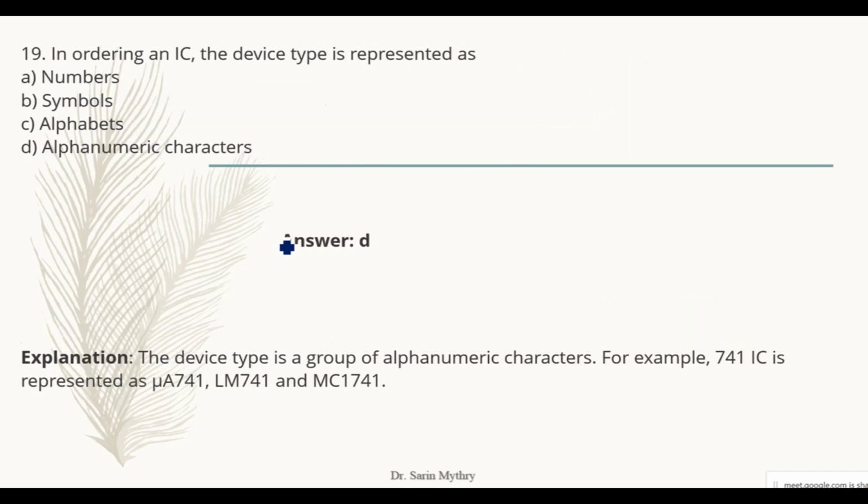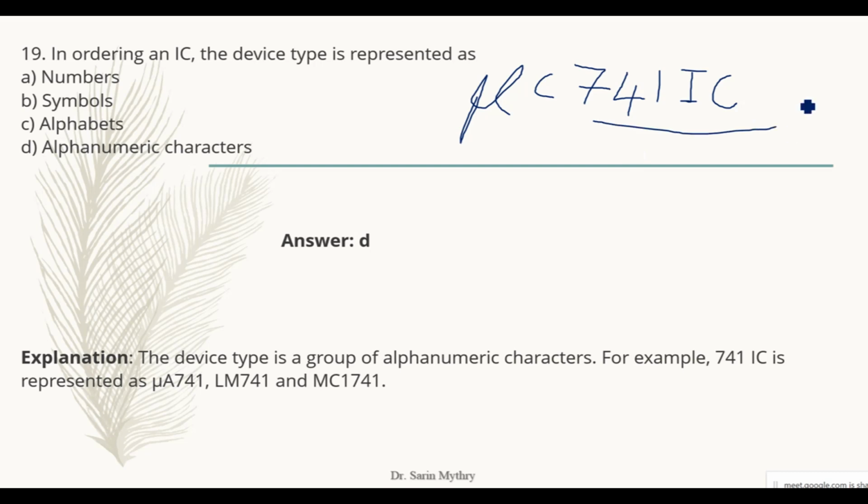Next one. In ordering an IC, how is the device type represented? Your device type will always be alphanumeric. Remember that one. Why? Because you will be writing it like 741 IC. 741 has the alphabets I and C, and it has some numbers. So it's alphanumeric. It will not have just alphabets, or just numbers, or just symbols. It will have alphanumeric characteristics.